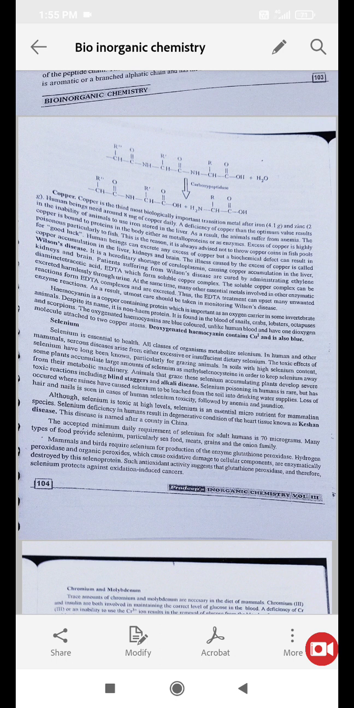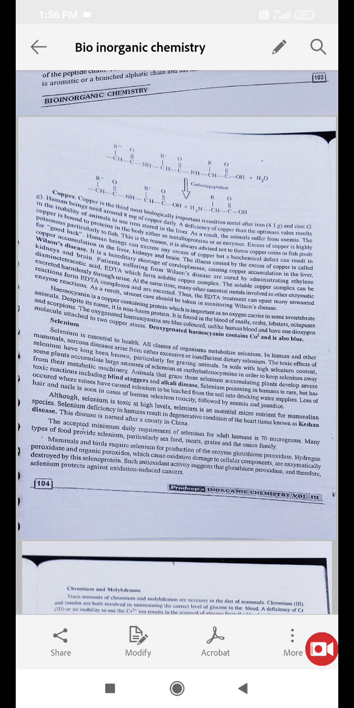Hemocyanin is a copper-containing protein which is important as an oxygen carrier in some invertebrate animals. Despite its name, it is a non-hemoglobin protein. It is found in the blood of snails, crabs, lobsters, octopus, and scorpions. The oxygenated hemocyanins are blue-colored, unlike human blood, and have one dioxygen molecule attached to two coppers. Deoxygenated hemocyanin contains copper 1 and is colorless.